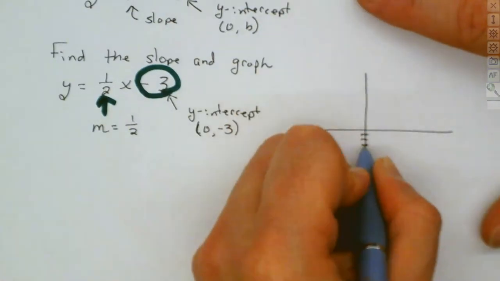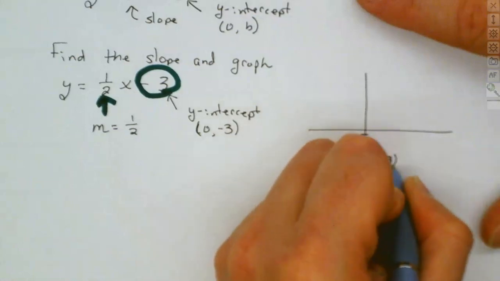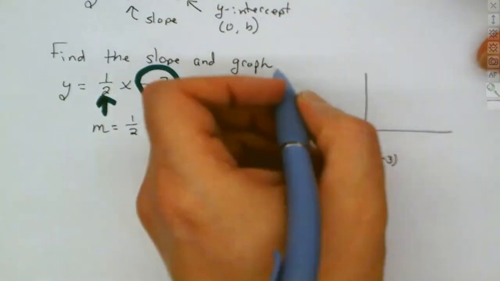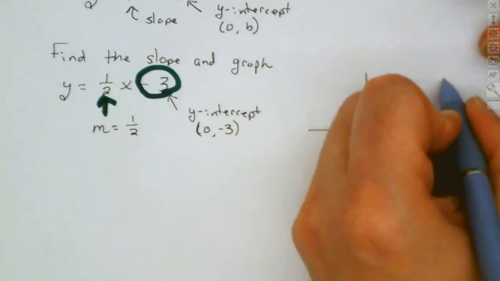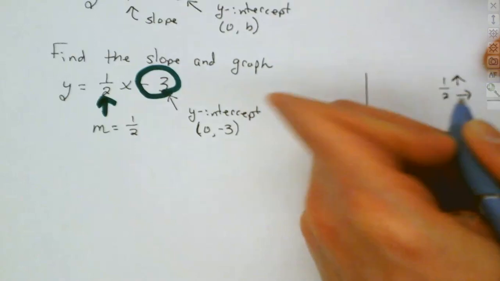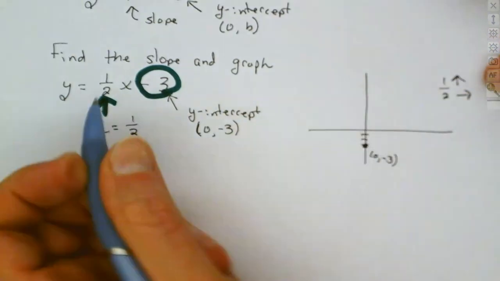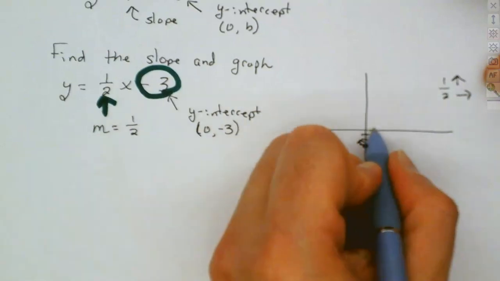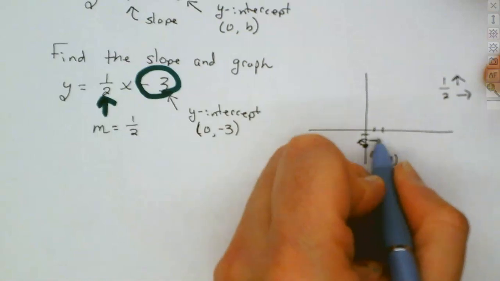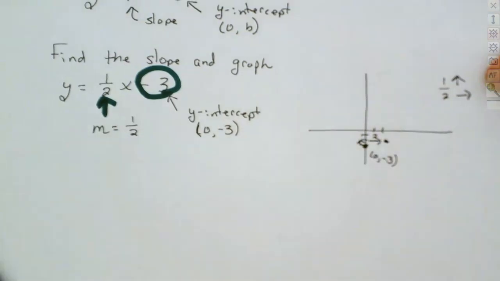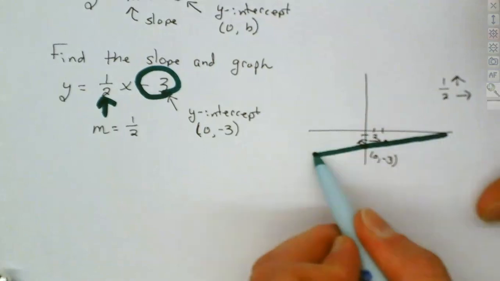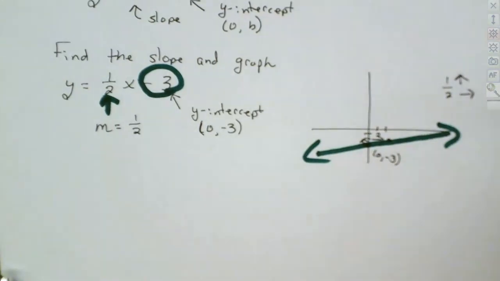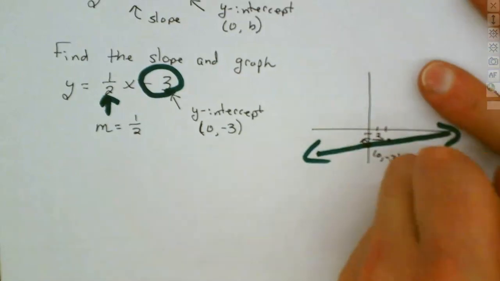So that's down 3. And what are we going to do? My slope is 1/2. So what does that mean? That means we go up 1 and over 2. So you can draw arrows if you want. I'm going to go up 1 and then over 1, 2. Make your point. Connect them together. And there's your graph, right? Up 1 over 2. So you just started at that point, 0, (-3). And then we went up 1 unit, and then we went over 2 units.